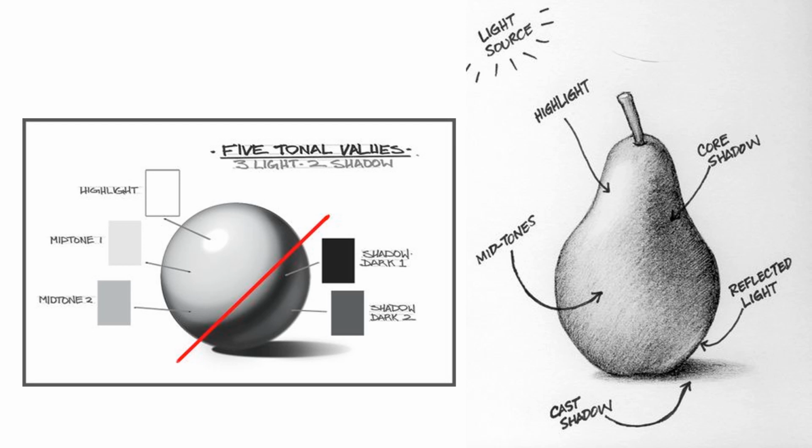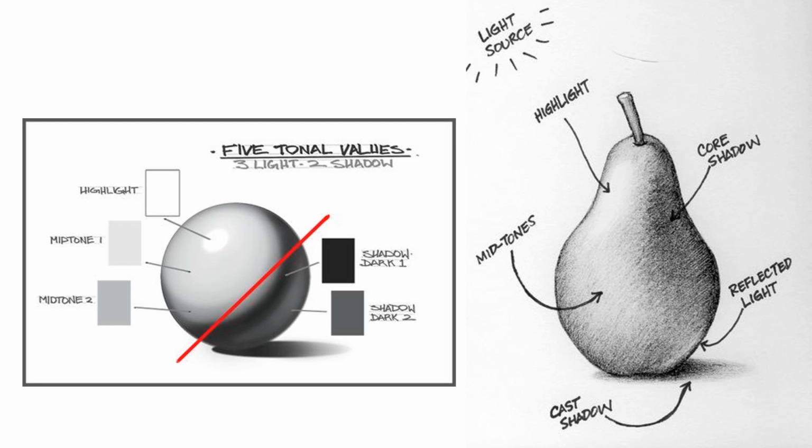This is a drawing of a pear. This is a representation of your highlight and the midtones. So your highlight is the one with the whiter side or the lighter side. And then your midtones, your cast shadow, your reflected light, and your core shadow. We also have your 5 tonal values. We have 3 light and 2 shadow.